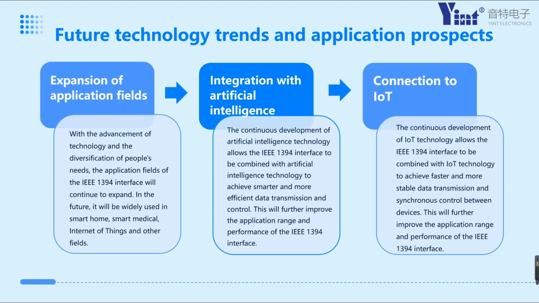Integration with artificial intelligence. The continuous development of artificial intelligence technology allows the IEEE 1394 interface to be combined with artificial intelligence technology to achieve smarter and more efficient data transmission and control. This will further improve the application range and performance of the IEEE 1394 interface. Connection to IoT. The continuous development of IoT technology allows the IEEE 1394 interface to be combined with IoT technology to achieve faster and more stable data transmission and synchronous control between devices. This will further improve the application range and performance of the IEEE 1394 interface.